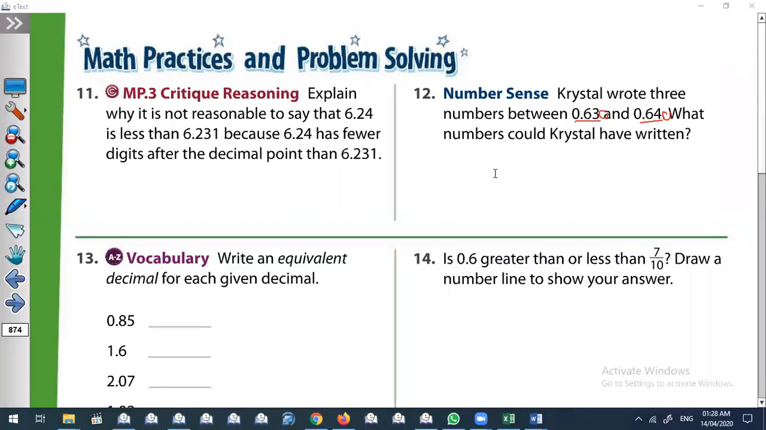Now we have numbers between them, like 0.631, no problem. Maybe 0.632 also. 0.635, 0.638. Between 630 and 640, we have 10 digits.